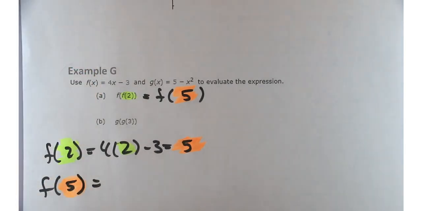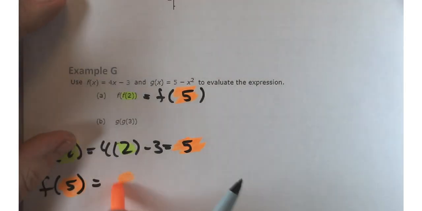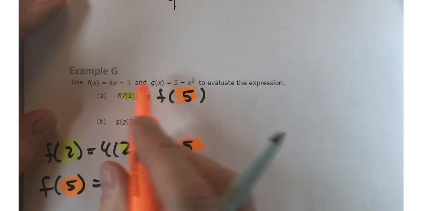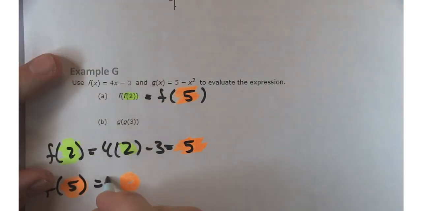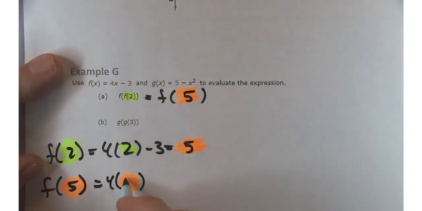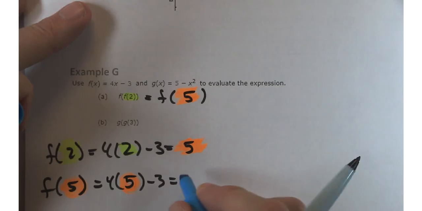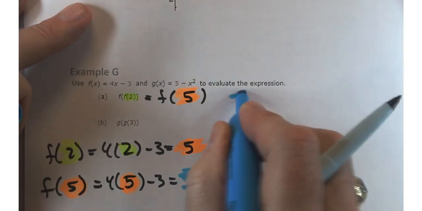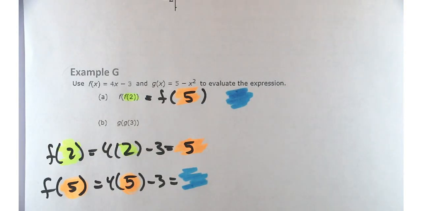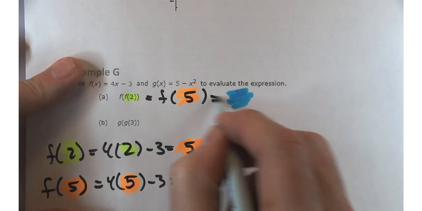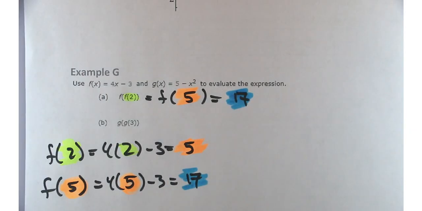So f of 5 is going to be going back to the same function. It's going to be 4 times this number, 4 times 5 minus 3. This time f of 5 gives me what? 17. F of 5 is 17. And that's it.